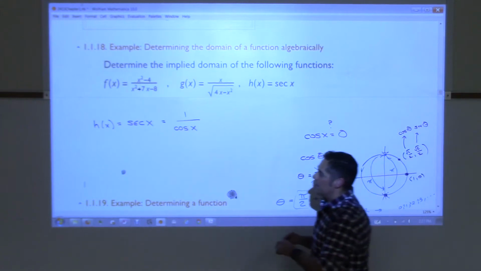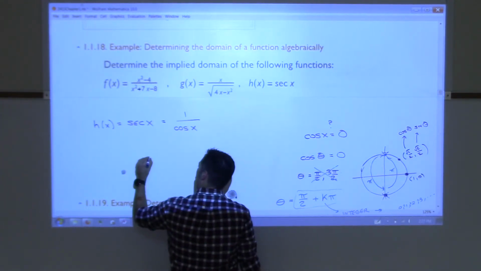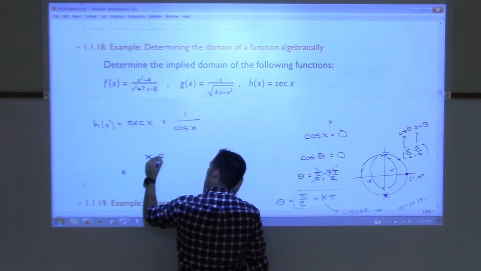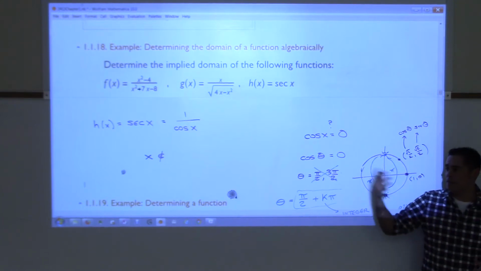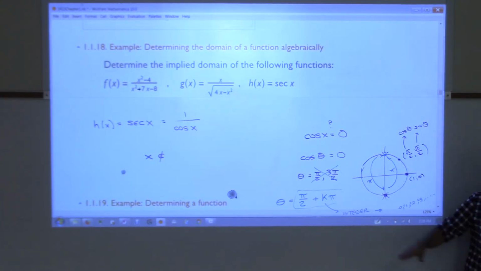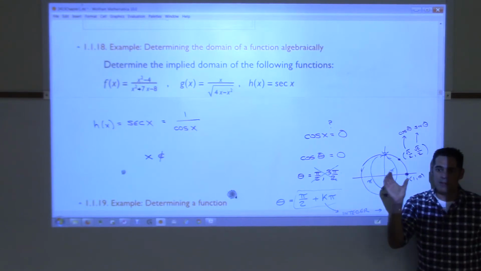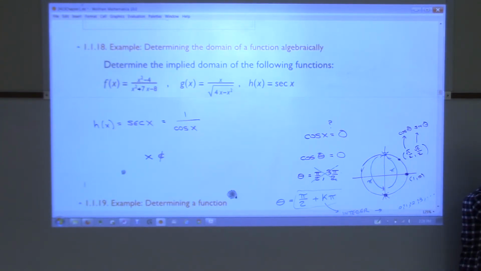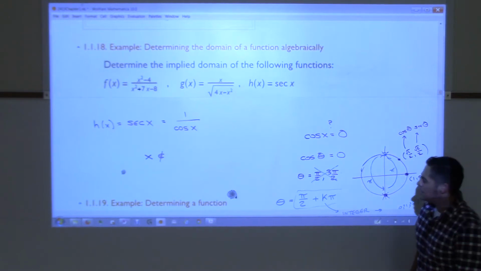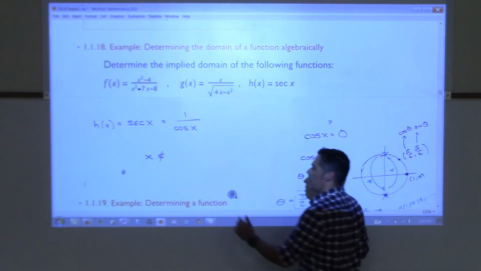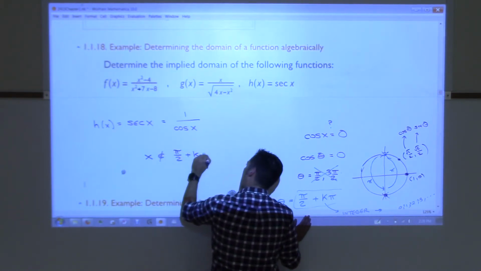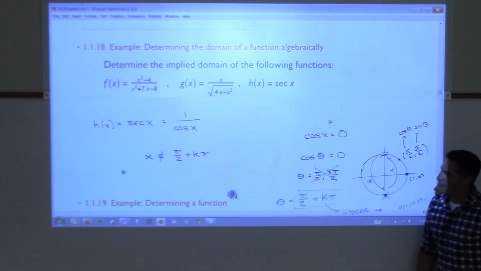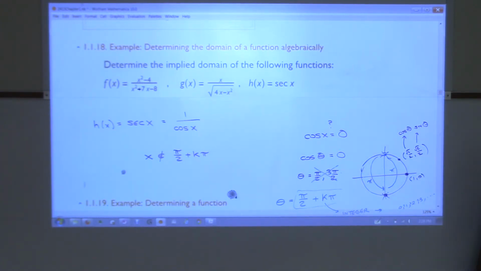So the way I'm going to write this is I'm going to say x is not an element of. Okay? Instead of telling you what x needs to be in the domain, I'm going to tell you what x can't be. Because it's easier for me to tell you what this is rather than to try and represent all infinitely many intervals for you. So x cannot be one of these, right? So it cannot be pi over 2 plus k pi. Any other value of x is valid, would be in the domain.